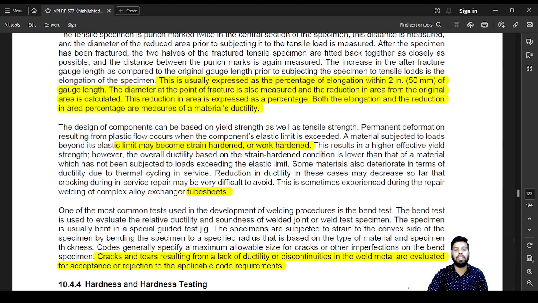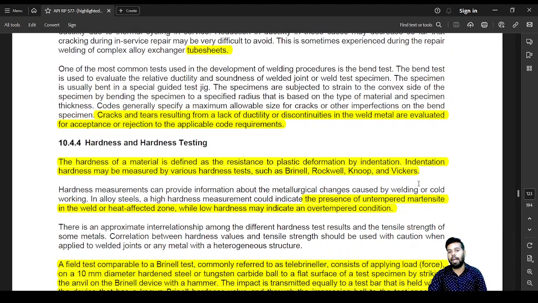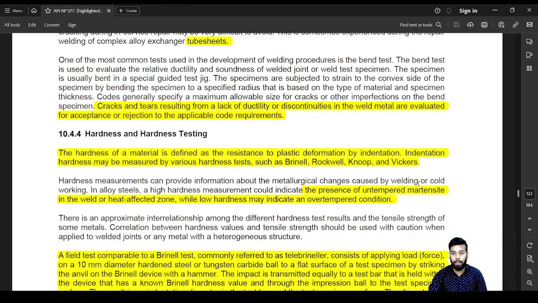The material that is subjected to load beyond its elastic limit becomes strain hardened or work hardened. Cracks and tears resulting from lack of ductility or discontinuities in a weld metal are evaluated for acceptance and rejection according to the applicable code requirements.